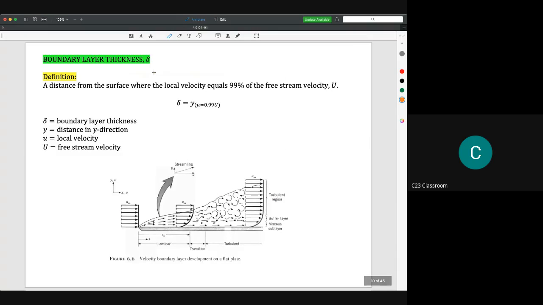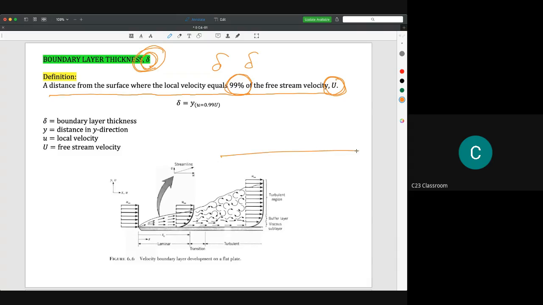The boundary layer thickness is shown as delta. You may write it like this. So this is the delta. Delta means the thickness of the boundary layer. What is the definition of boundary layer thickness? It is the distance from the surface where the local velocity equals 99% of the free stream velocity, capital U. So the idea is, if you have a flat plate like this, we have the no slip condition.